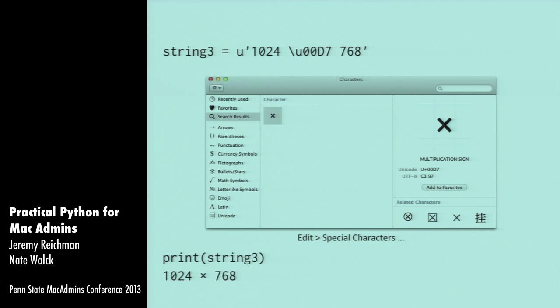So you specify that with a U before the string, and then you quote the string, and then we have backslash U, which means I'm doing a Unicode character, and I happen to be using the multiplication sign here. If you're familiar with the character palette from Edit Special Characters, you've got U plus 00D7 as the character code. You can just pull that code out and put that in your string. And when I print this, it creates a string 1024 times 768. So that's an example of how you can use special characters in your scripts.